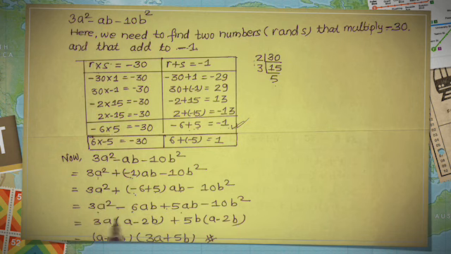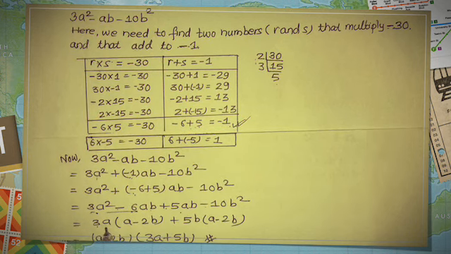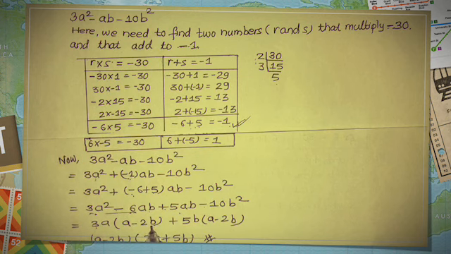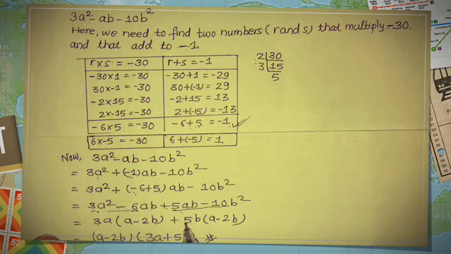We have 4 terms. Now from the first two terms, 3a is common. When 3a is common, then from a square, a is left, 3 already gone outside, and from 6ab, 3 times 2, and a will be cancelled, so 2b. And from these two terms also, 5 is common and b is common. If you divide 5ab by 5b, then only a is left here, and if you divide minus 10b square by 5b, then only minus 2b is left here. 5 times 2 is 10 and b square divided by b is b.